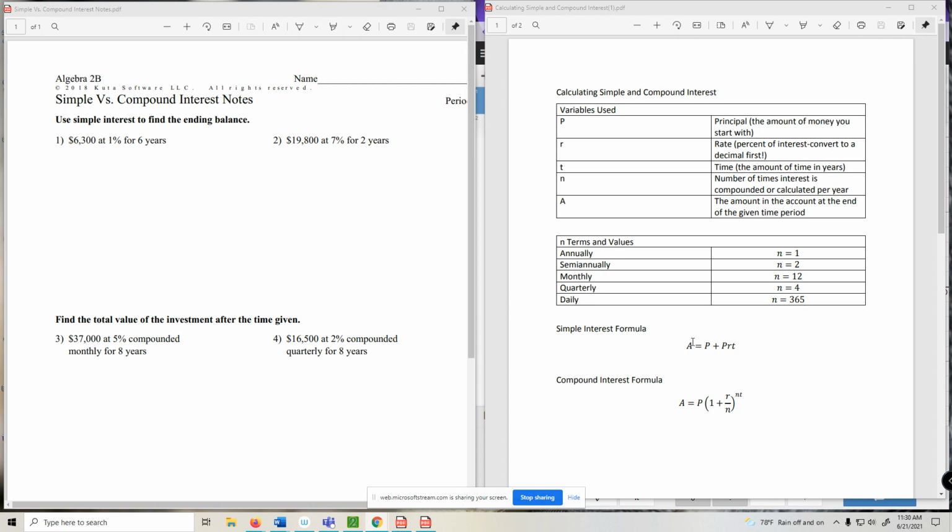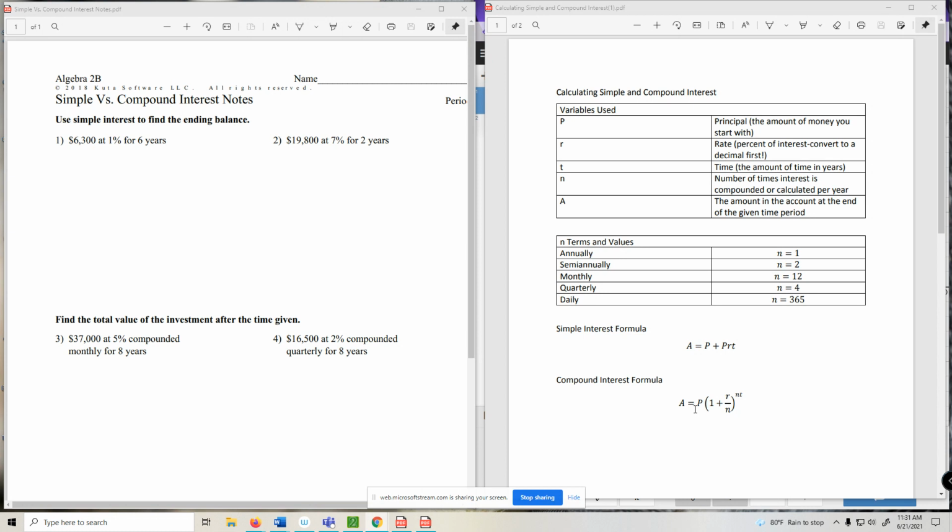If you look at the simple interest formula, A, the amount of money you have at the end of whatever time period, is P, your principal, plus that principal again times your rate as a decimal, just like we saw with our exponential growth and decay word problems, times the amount of time. Time always is expressed in years for the simple interest formula.